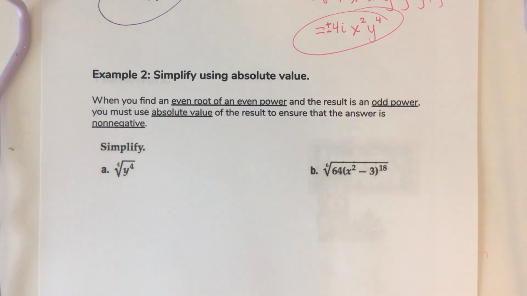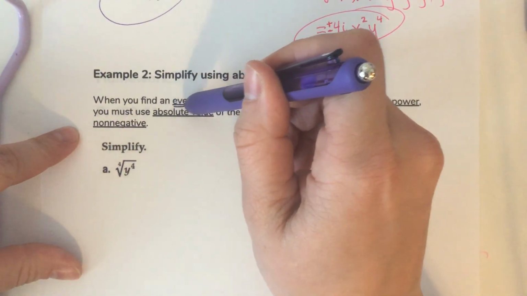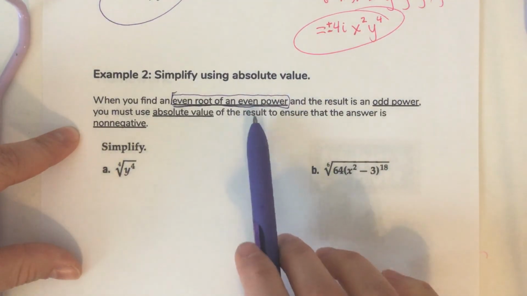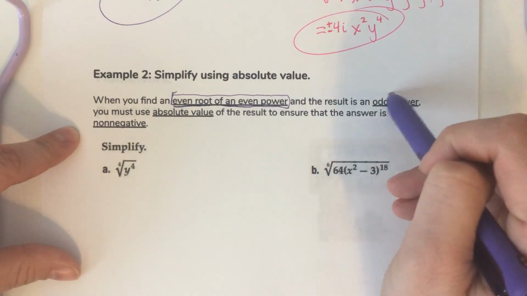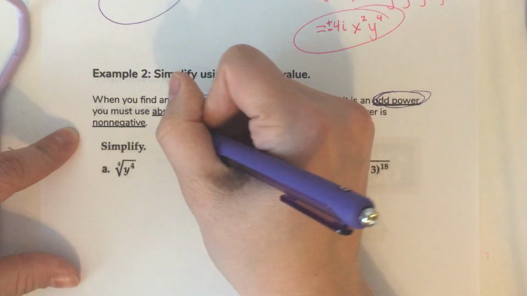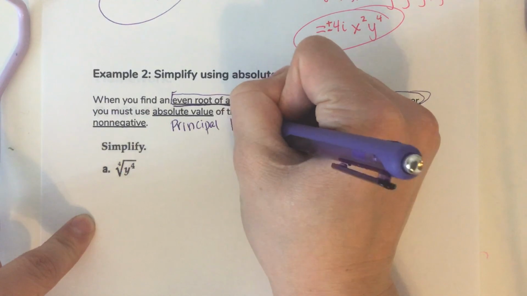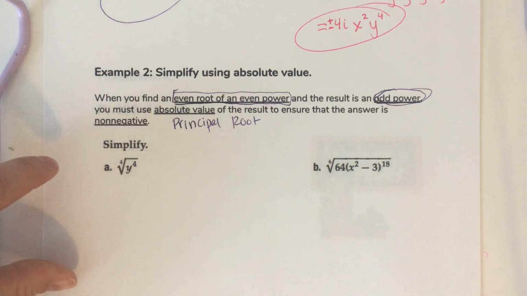Sometimes we're going to have to use absolute value. It's not going to happen often, but there's a particular case when we have to. When you find an even root of an even power, so our index is even and the exponent inside the radical sign is even, and we're simplifying it like we just did in the last example, and our result is an odd power, we're going to take the absolute value of the result to ensure that the answer is non-negative, because we're working on finding our principal root here. So let's just take a look at an example, jump right into it. Hopefully that'll make a little bit more sense.